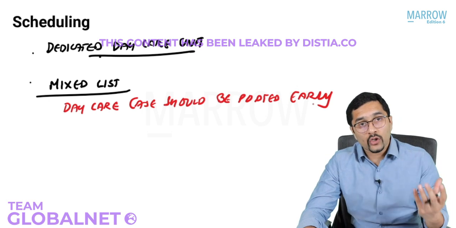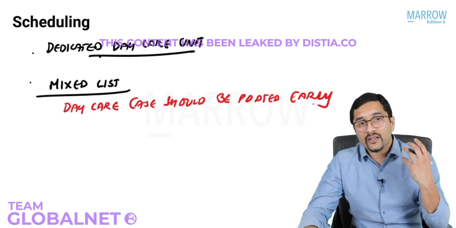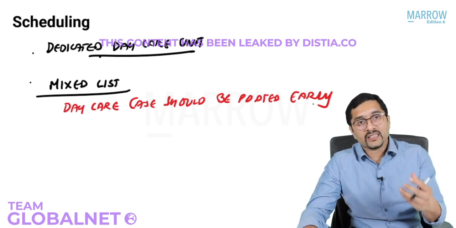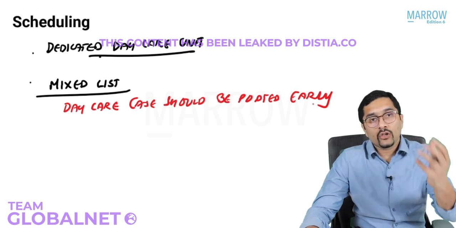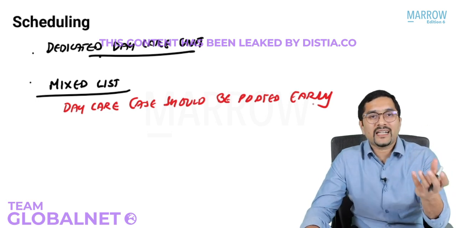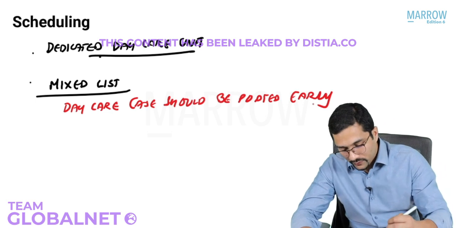Of course, I've told you in scheduling that if you have a patient who has comorbidities like diabetes, hypertension, you'll try to schedule them early so that they don't have to fast for a longer period of time.